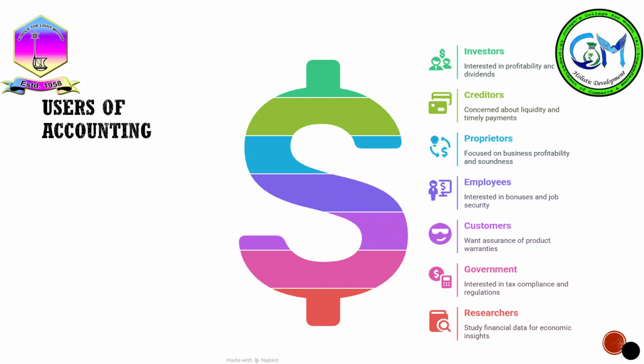Employees want to know about the financial information because of their job security and because they will get a bonus. Customers are also interested in the financial information of a business because they want product warranties as well as price regulation. The government uses it for tax purposes, monitoring regulatory compliance, and assessing the economic impact of businesses. Researchers want to know about the financial information because if they want to develop a new product, this information is very helpful.